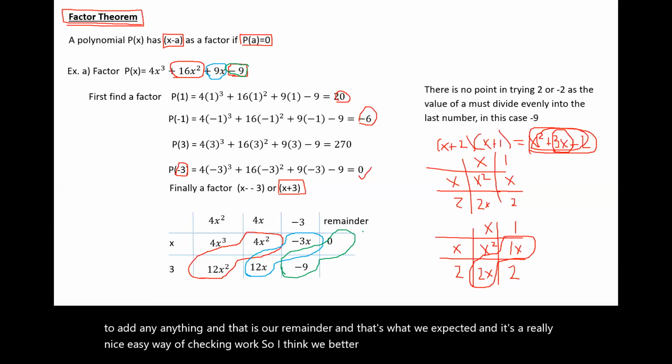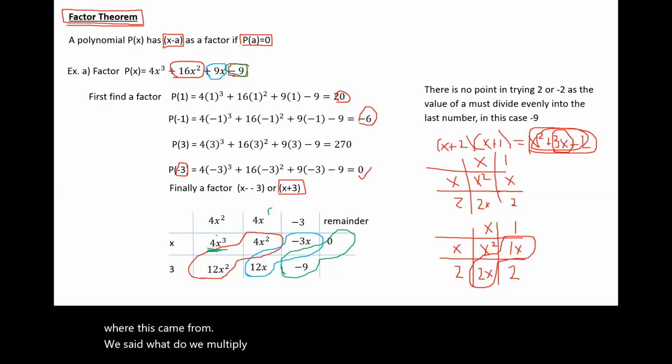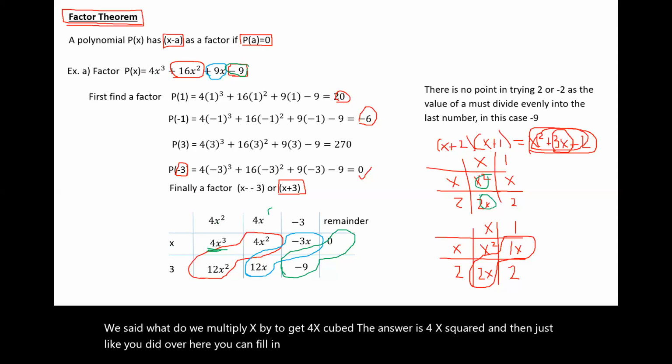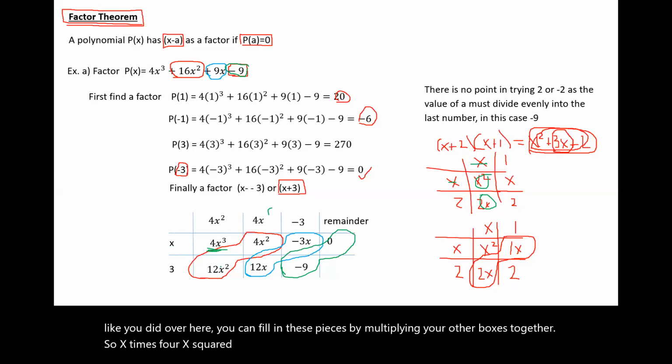This might be the first time you're seeing this. We started with the highest power of x, which was 4x cubed. That's where this came from. We said, what do we multiply x by to get 4x cubed? The answer is 4x squared. And then just like you did over here, you can fill in these pieces by multiplying your other boxes together. So x times 4x squared, 4x cubed. 3 times 4x squared, 12x squared.